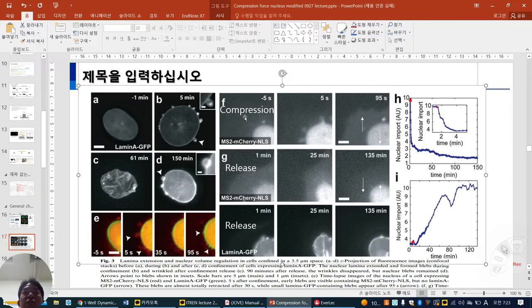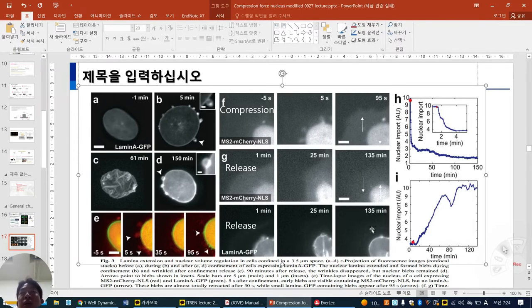And then this is compression. After compression, they release the compression system. And then while compressing like this, at 1 and 90 seconds, they compress, they can start to show this kind of blebbing. While they release, this blebbing is gone. Okay, also lamin, also their position returns to the original position.